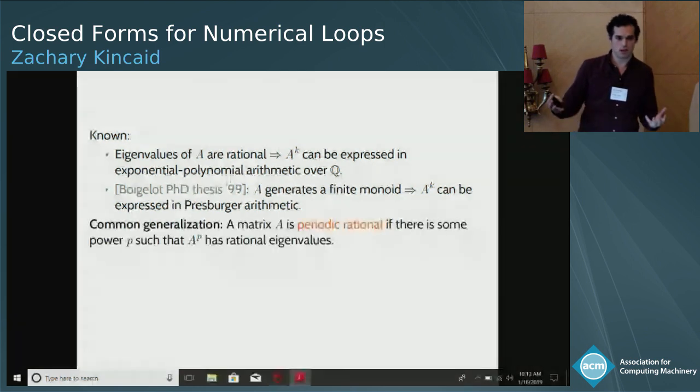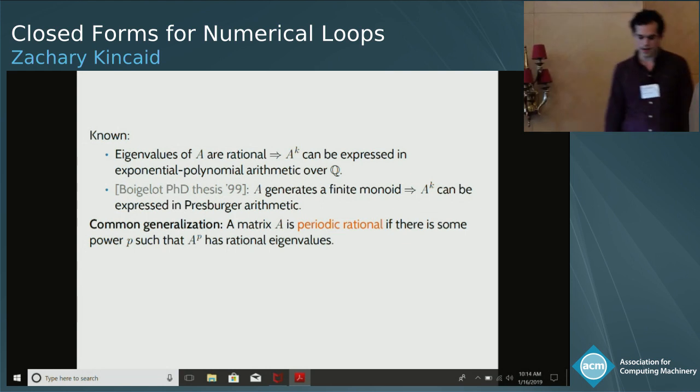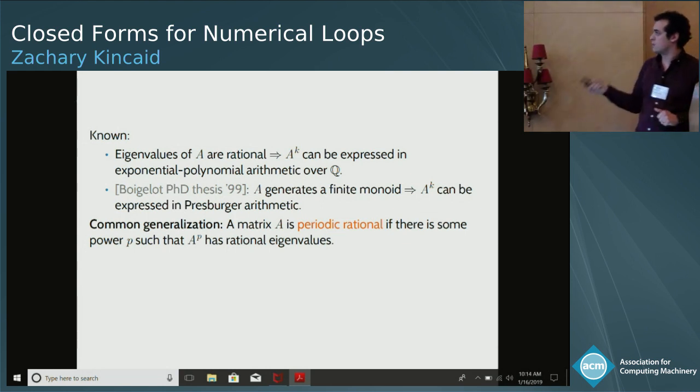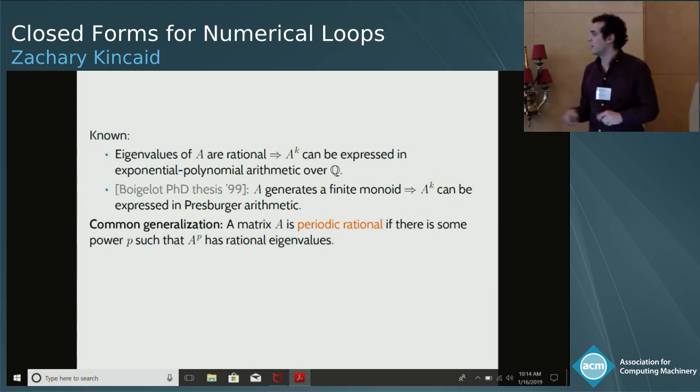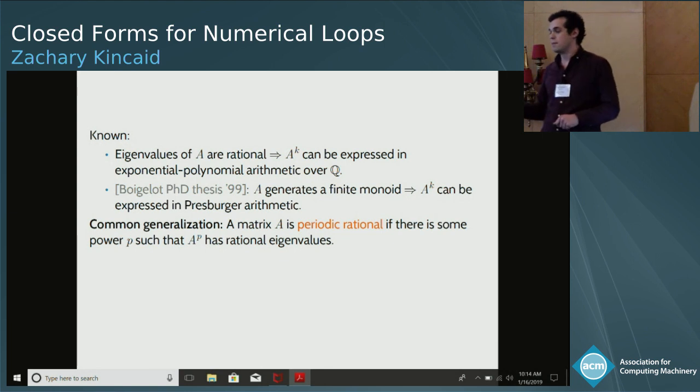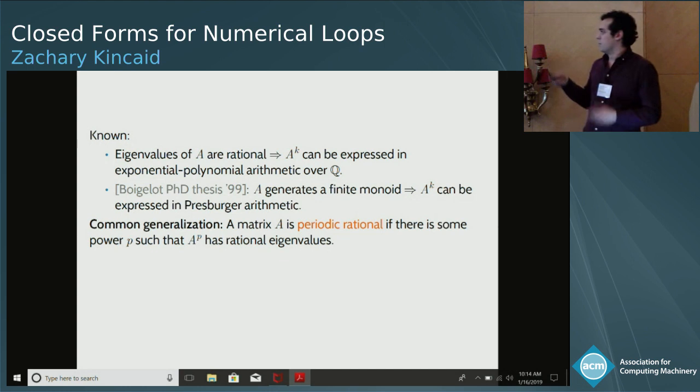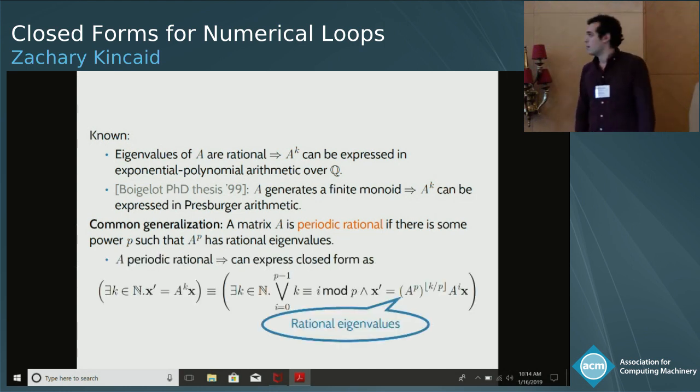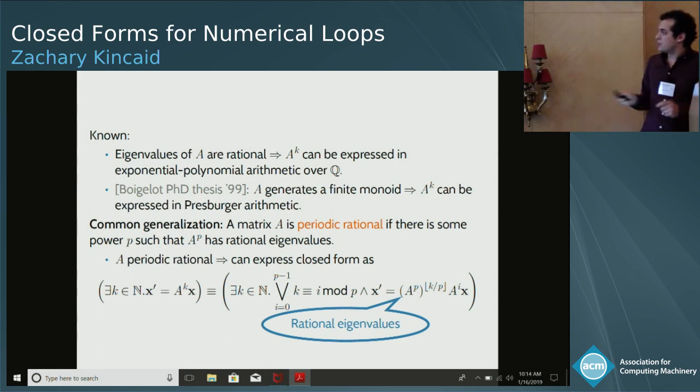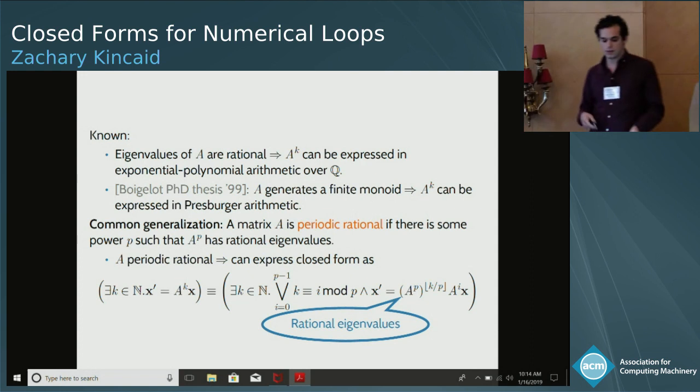So we'd like a common generalization, and what we arrive at is the notion of periodic rational matrices. We say a matrix A is periodic rational if there's some power p such that A to the p has all rational eigenvalues. And the least such p we'll call the period of the matrix. It's not too difficult to see that if a matrix is periodic rational, then we can express its closed form just using rational numbers.